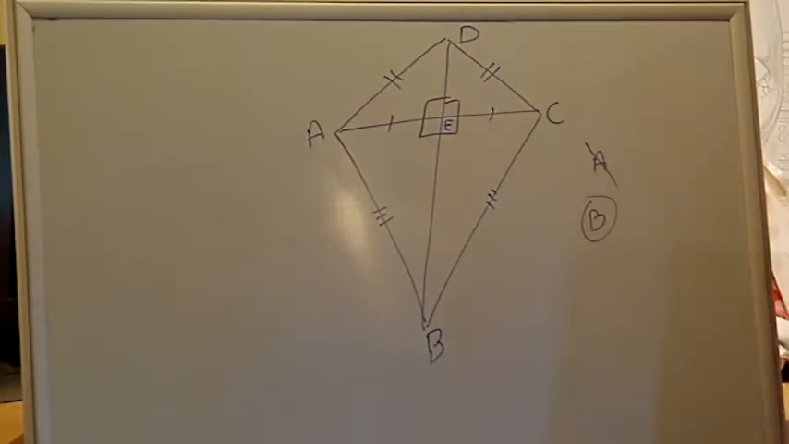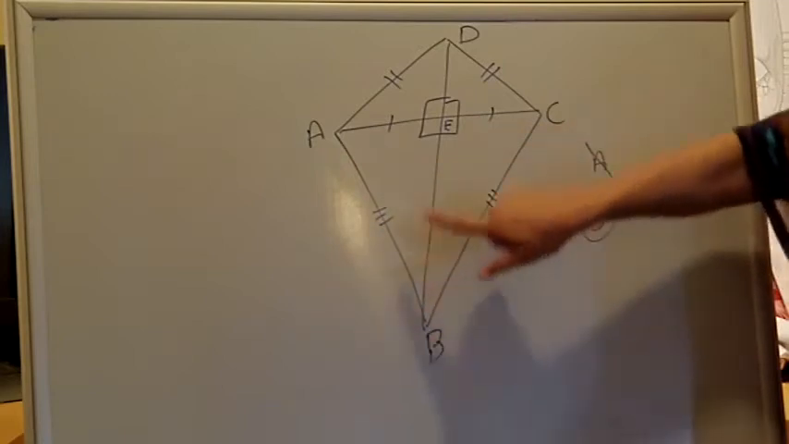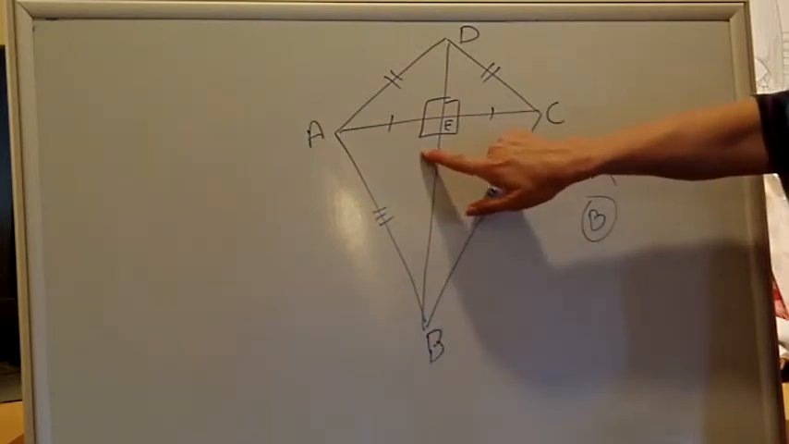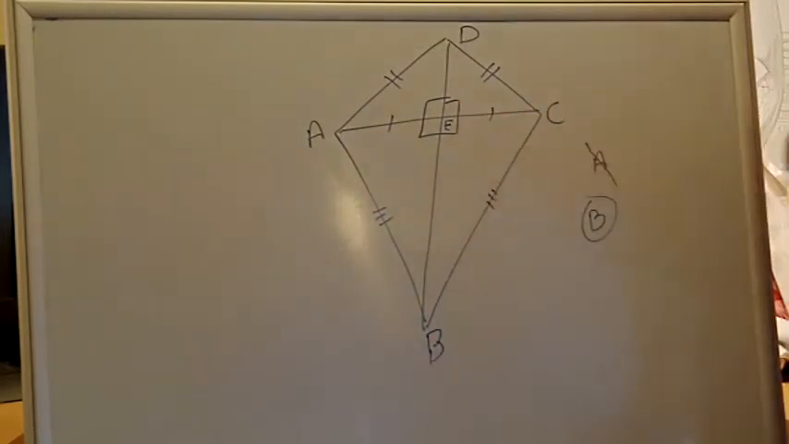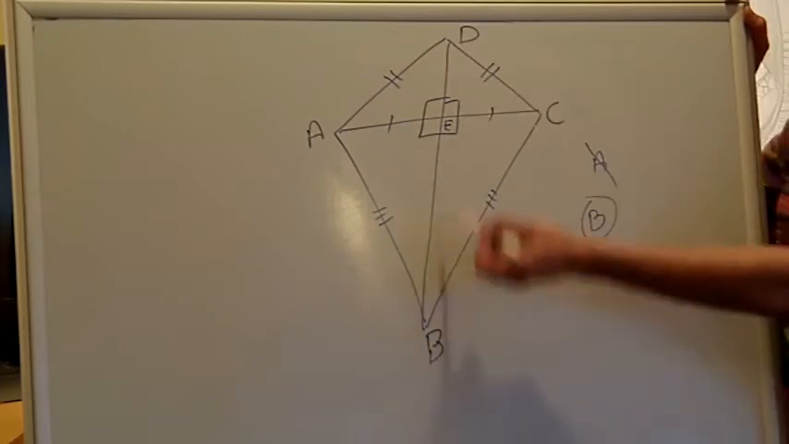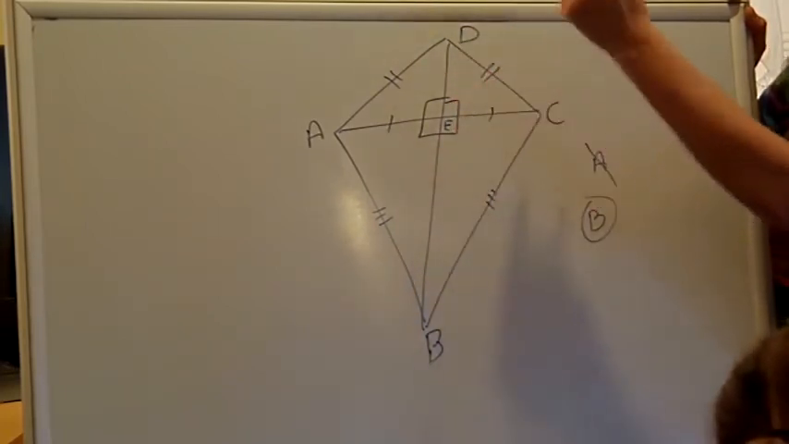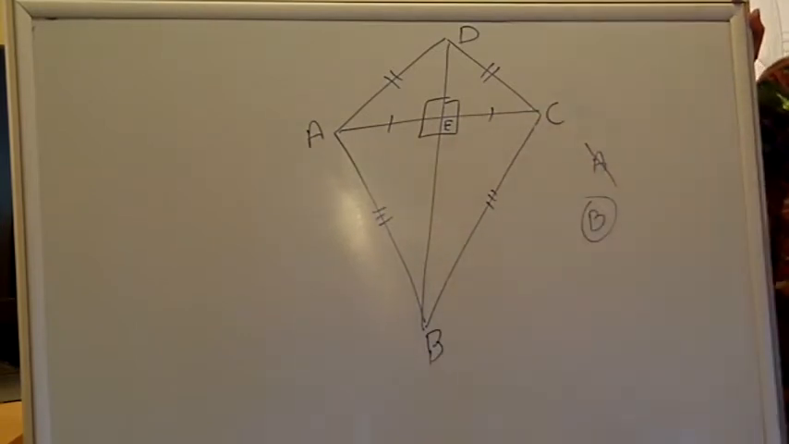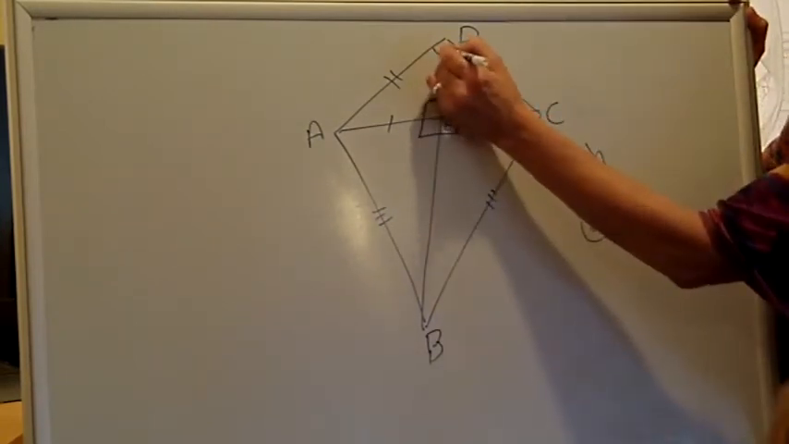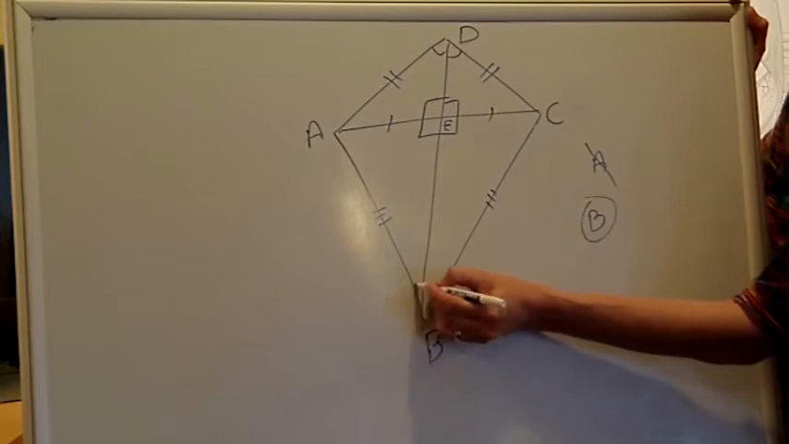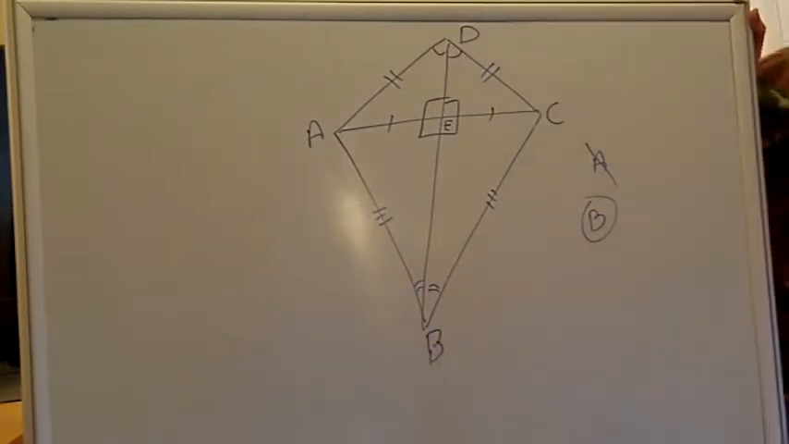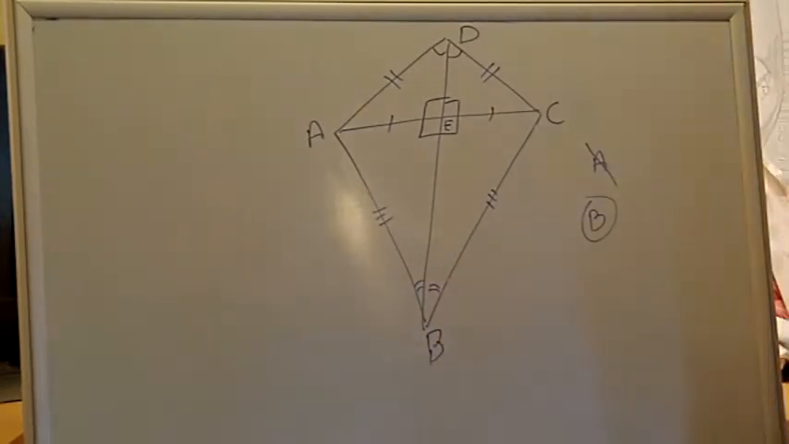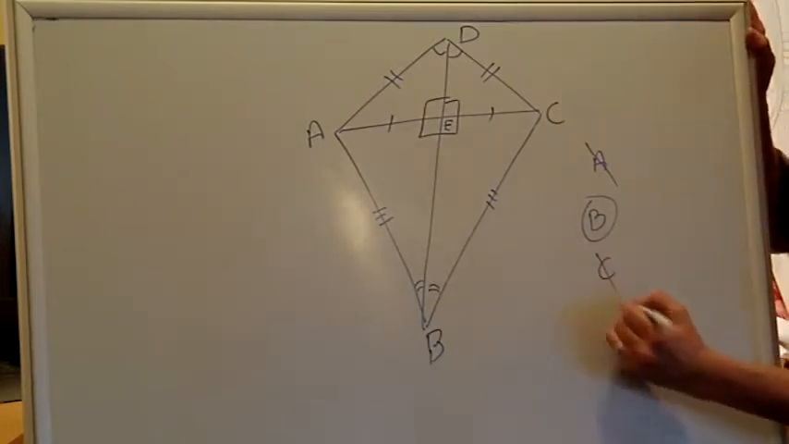Okay, angle ABE is congruent to angle CBE. Yes, because another fact that you may not know is with kites, the diagonals bisect these two angles. They bisect angle D and B. They do not bisect angle A and C. So that means that this angle is congruent to this angle is congruent to this angle. So answer C is out.